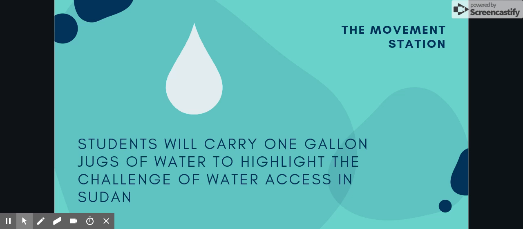Then in the movement station, I would like students to move and experience the challenge of water access by carrying a jug of water. And the distance that they carry it is all dependent on where we would be at, if we would be allowed to go outside, if we would have appropriate weather to go outside. But I think that an activity like this could really build in some understanding of what water scarcity can be like.